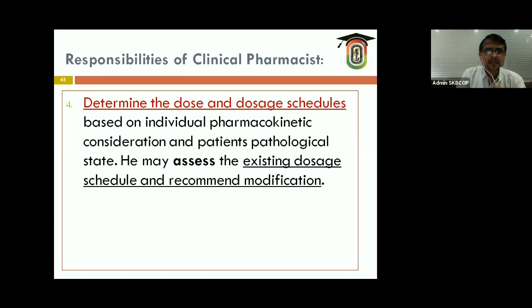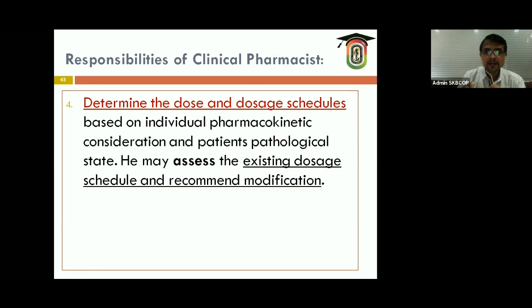Then fourth is to determine the dose and dosage schedules based on individual pharmacokinetic considerations and the patient's pathological state. So again, it becomes the responsibility of the clinical pharmacist to determine what would be the dose and what would be the dosage schedule. You may think that this parameter is not too workable in India, but still that could be the future of a pharmacist, that is, the clinical pharmacist. So he is responsible for determining the dose and dosage schedule.